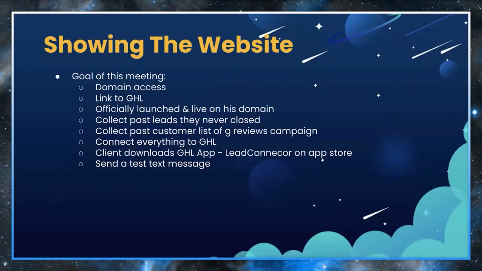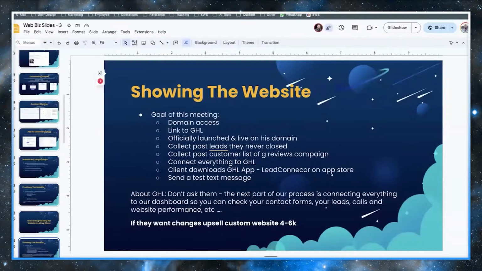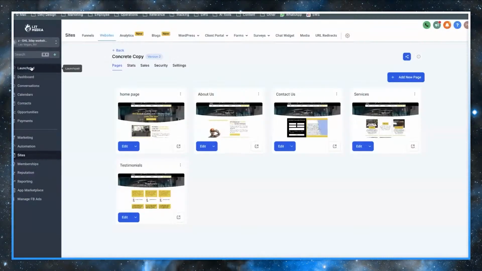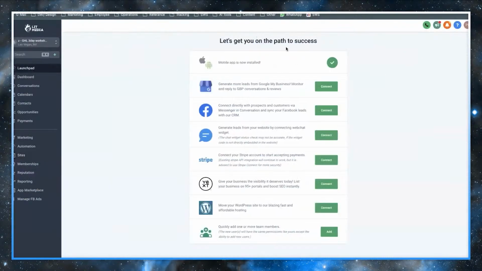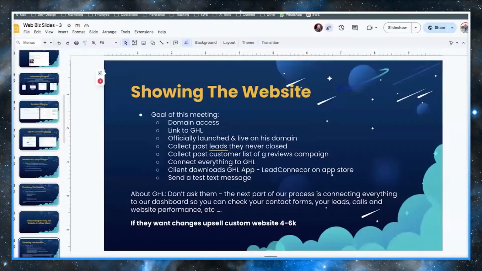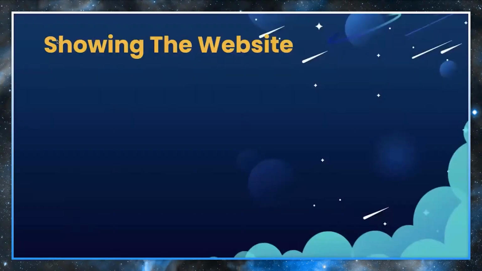Again, they just signed up for a website package, but you're going to do this to over-deliver. Then you connect everything to Go High Level. If you hit the launch pad at the top of Go High Level, I'll show you what that looks like right here. You hit launch pad and you just connect all of this. If they're on WordPress, you can connect that here, but connect the Google My Business, the Facebook, the Messenger. If they're not using Stripe, no problem, but connect everything. And when you do Facebook, it'll do Instagram as well. So that's going to be huge.